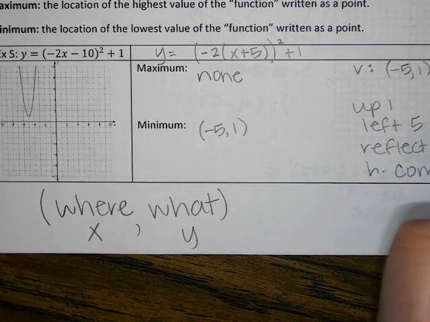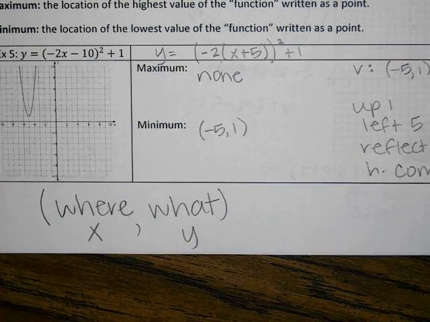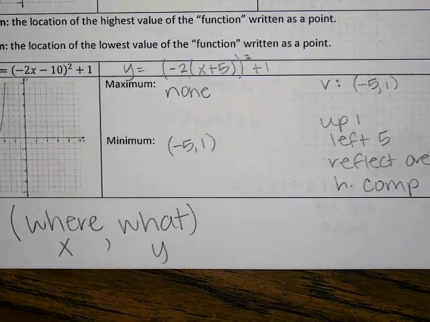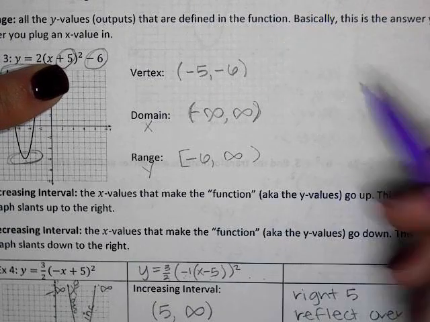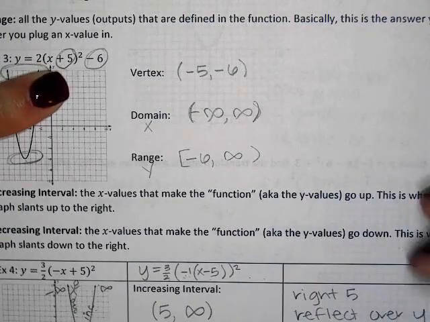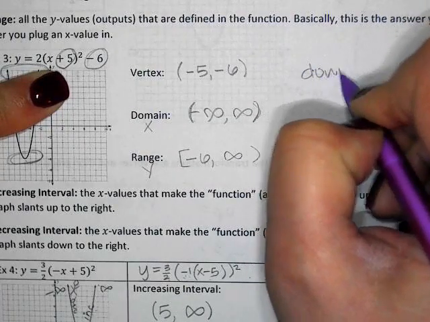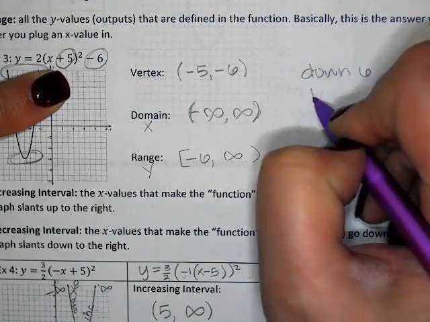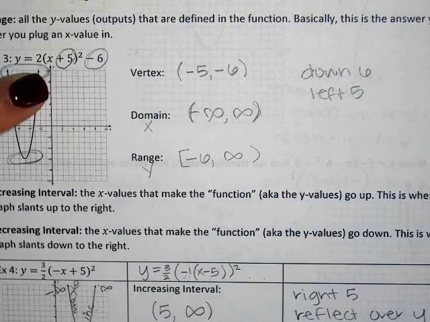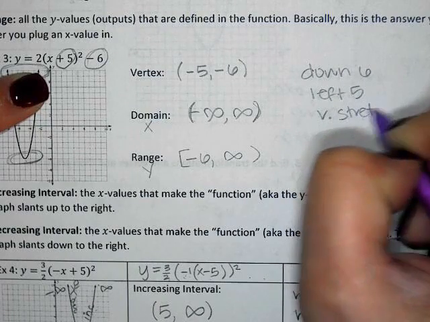Okay, let's go back up to example 3. This one right here, we didn't write the transformations for this one, so let's do that one. What are the transformations up here? Down 6. Left 5. Vertical stretch. Okay. All right, go ahead and flip the page.